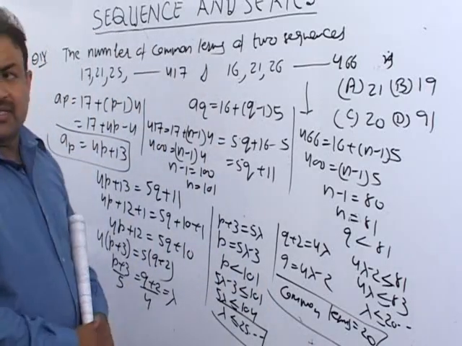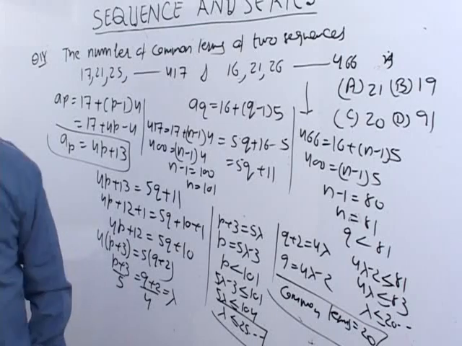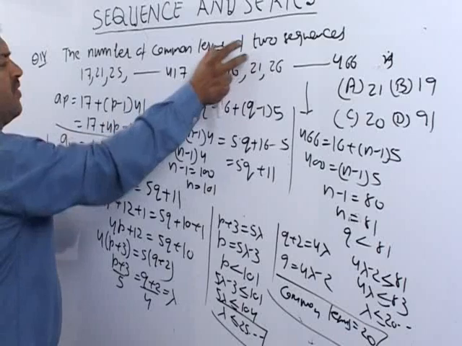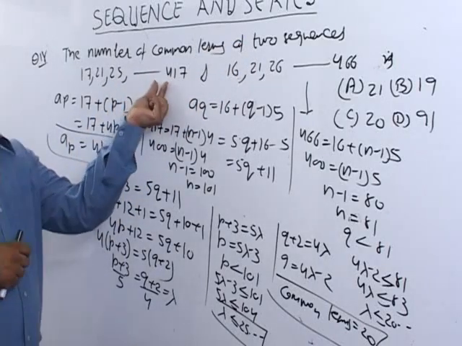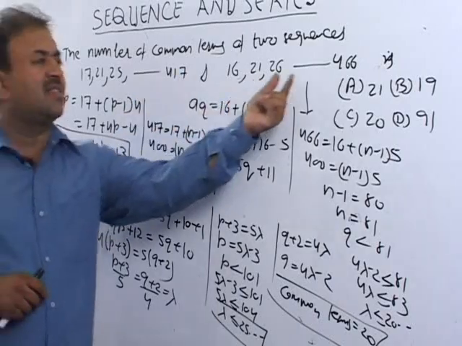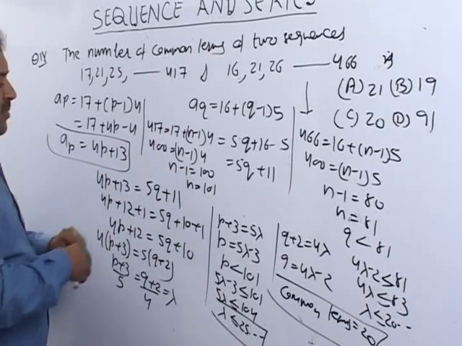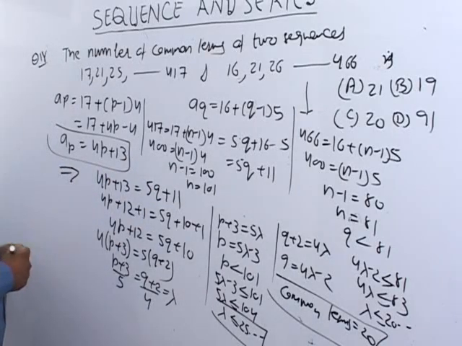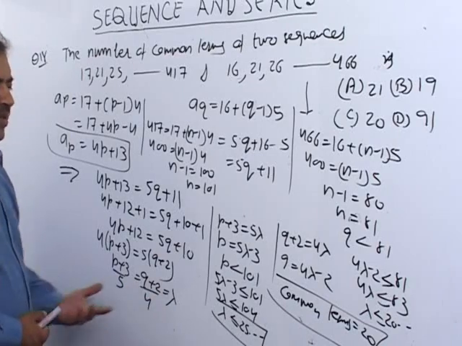This is a little lengthy and it has a very different procedure. So once again, try to understand this. The number of common terms of two sequences, we have to find out the common terms. I took the last common term as the pth term of one and the qth term of the other. Now I have taken the pth term of this and the qth term of this, and equated both, and simplified to this form: (p plus 3) by 5 is equal to (q plus 2) by 4 is equal to lambda.